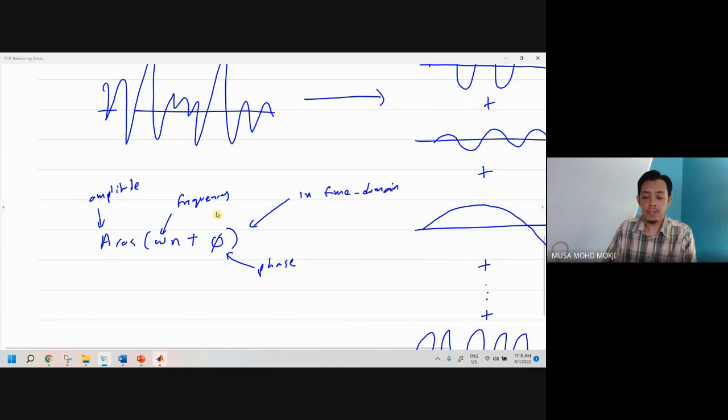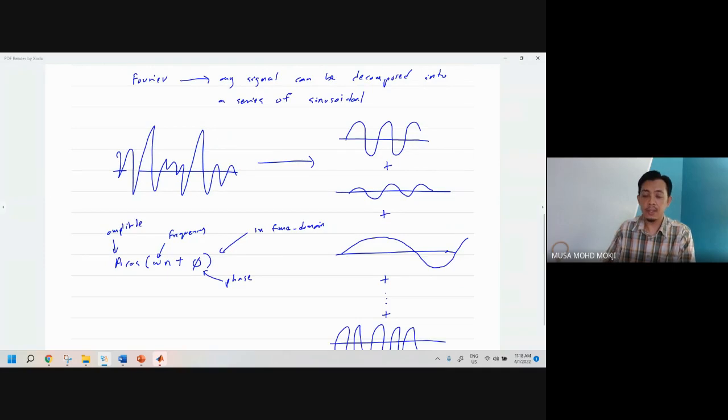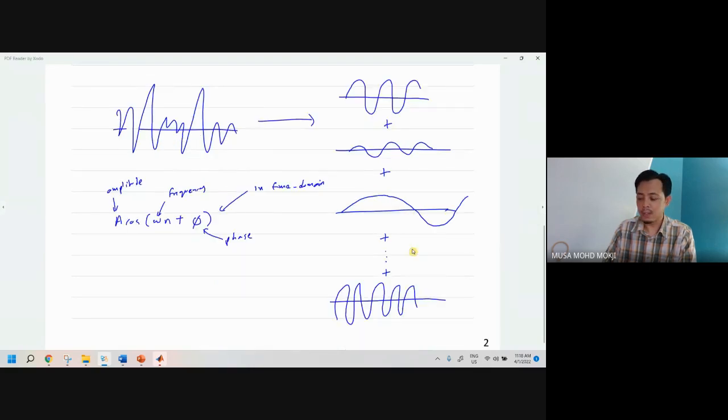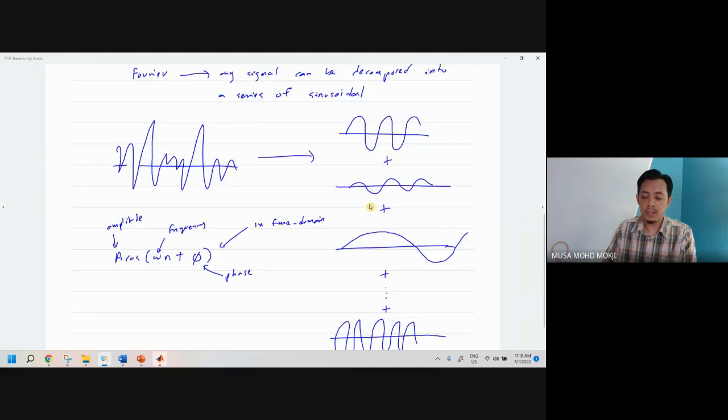Okay, so because we know that any signal can be decomposed into a series of sinusoidal signals, and each of these sinusoidal signals is actually representing a single frequency. This one has a single frequency, this one has a single frequency, this one has a single frequency. So this is why it gets interesting.